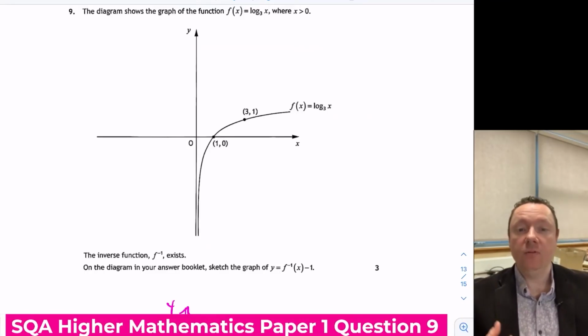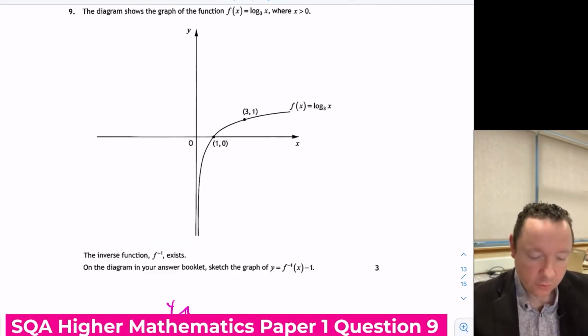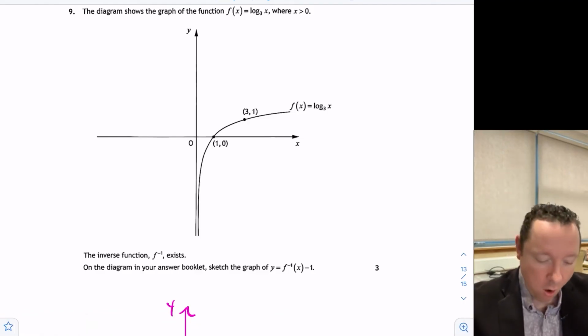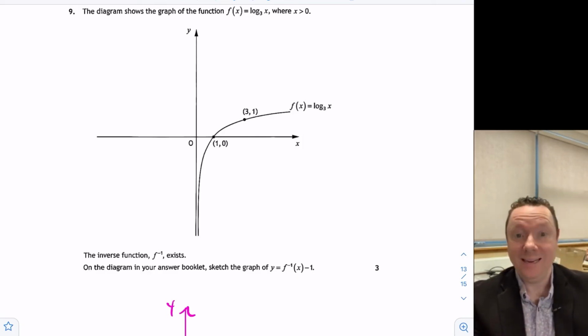SQA Higher Maths 2023, paper 1, question 9. The diagram shows the graph of the function f of x is log base 3 of x. x is greater than 0, of course. The inverse function does exist. In the diagram in your answer book, draw the graph of the inverse function minus 1.